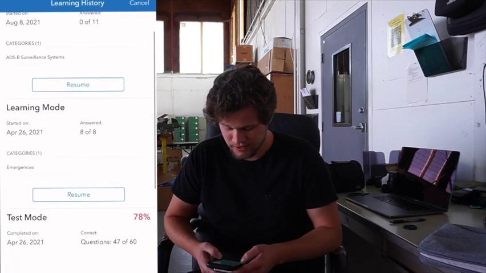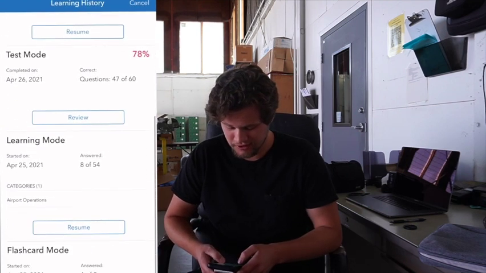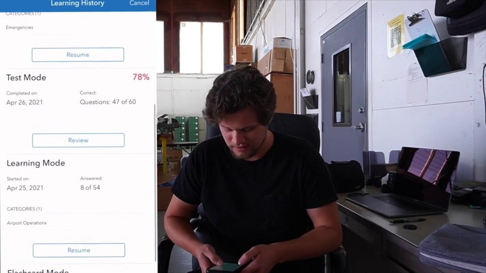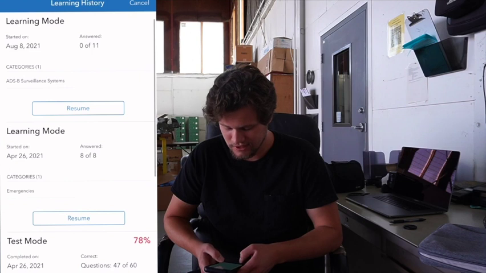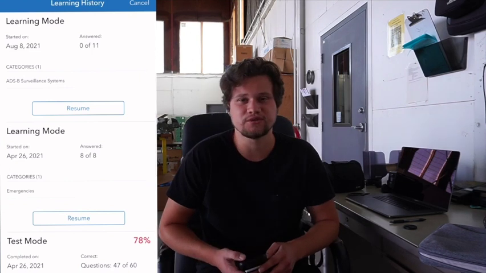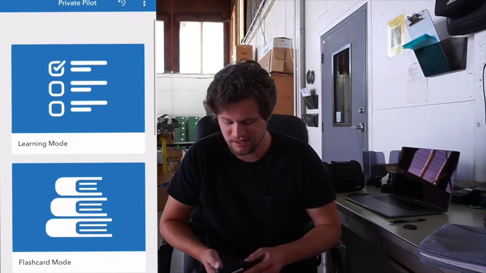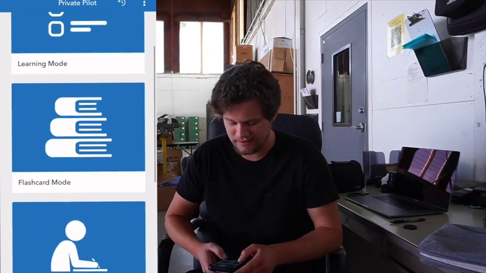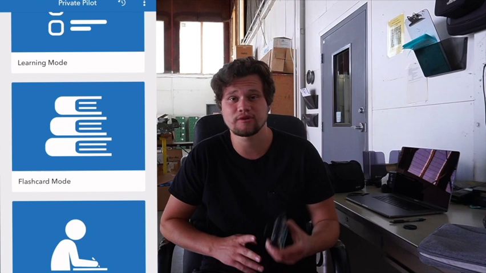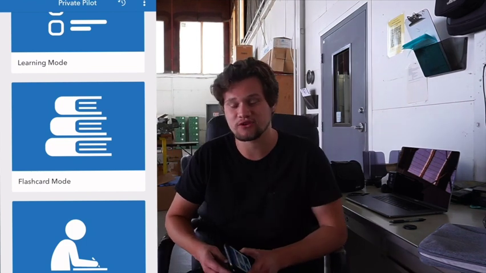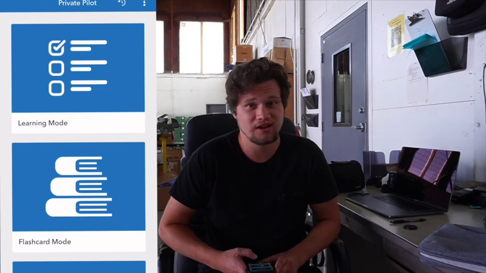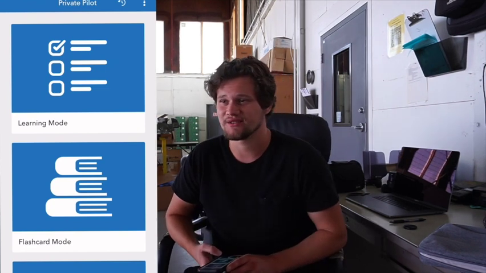You can resume and review all questions. So learning mode, 8 out of 8. So this was from a while ago. Test mode, 78. Flashcard mode. So you can see all the previous times that you've taken the practice tests and learning mode every time you saved it. And you can see what your weaknesses are and what you need to get better at. Hands down, probably the best app to take your FAA written test. It's really, really helpful. It's going to save you probably a lot of time and a lot of pain.